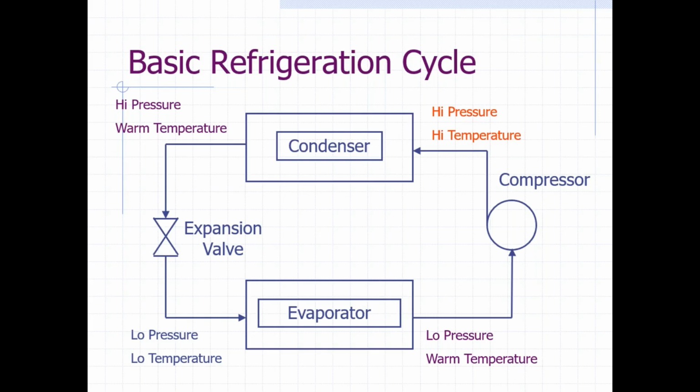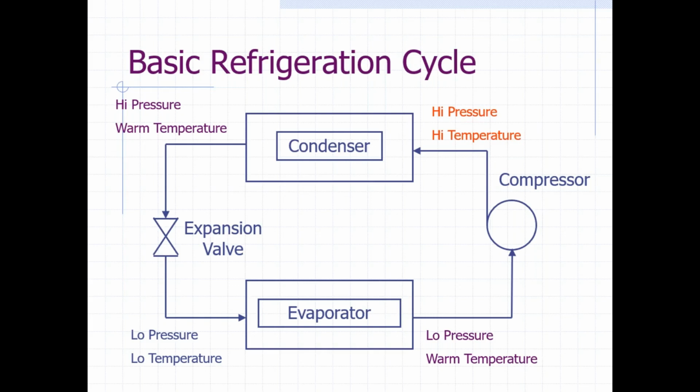Then the next step, so that we still have high pressure, but the temperature isn't as hot, it's warm, and it goes into an expansion valve. And what that does is it releases the pressure. So now the pressure's been released, things can get cold. And since we lost a lot of heat in the condenser, it gets really cold. And then it goes into what is called the evaporator.